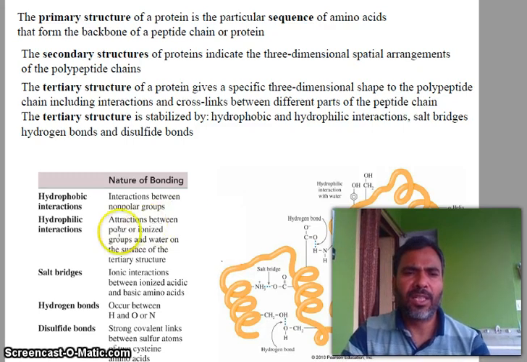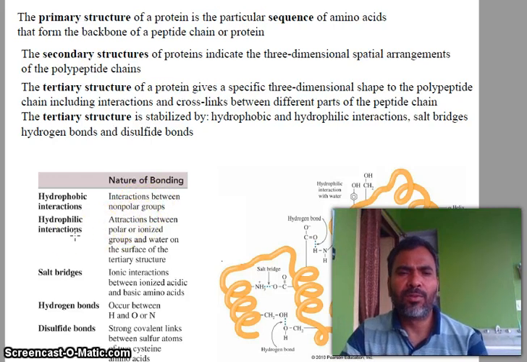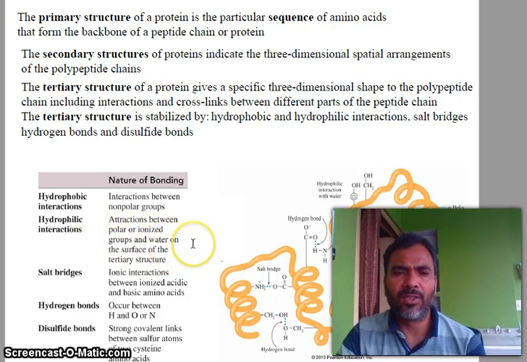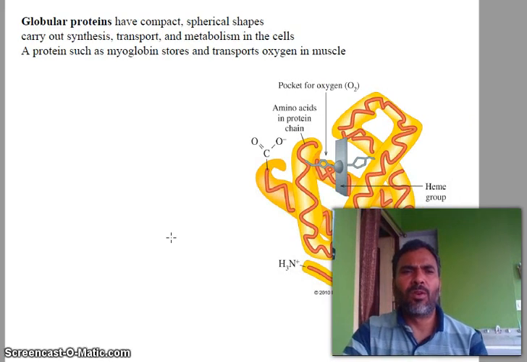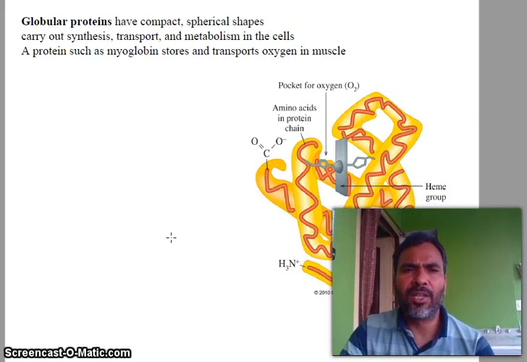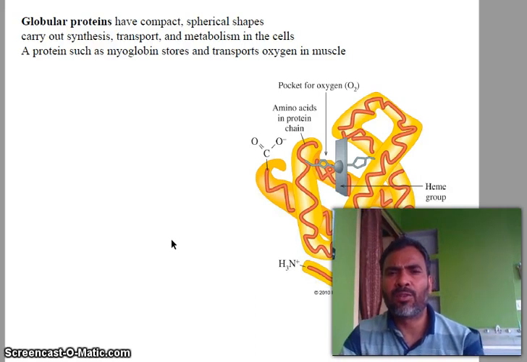So: hydrophobic interaction, hydrophilic interaction, salt bridge, hydrogen bond, disulfide. Hydrophobic interaction is between nonpolar groups. Hydrophilic interaction is the attraction between polar or ionized groups and water on the surface of the tertiary structure. Salt bridge: ionic interactions between the ionized acidic and basic amino acids. Globular proteins have a compact spherical shape and carry out synthesis, transport and metabolism in the cell. Proteins such as myoglobin store and transport oxygen in muscles.